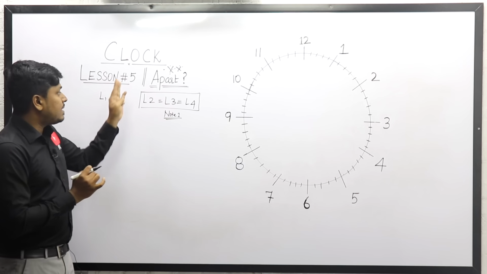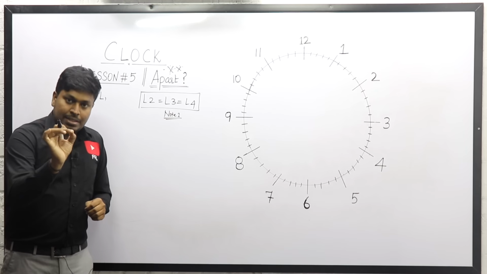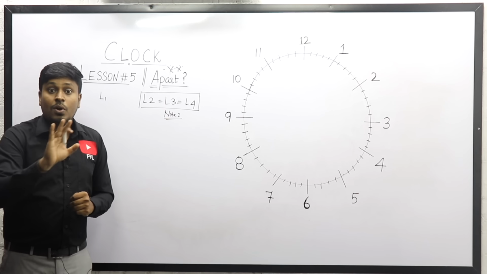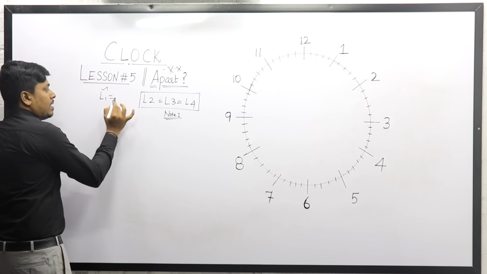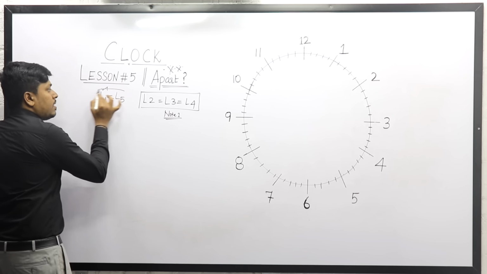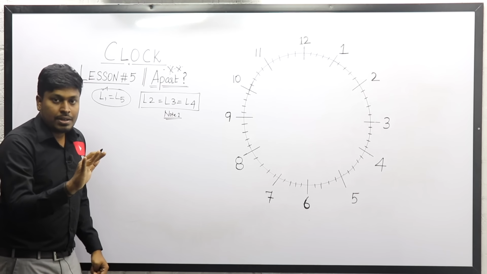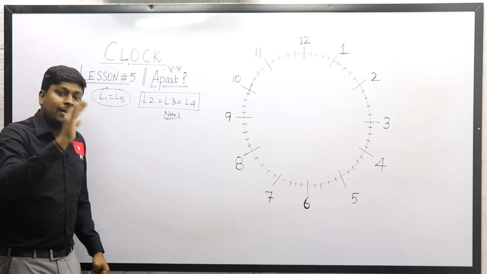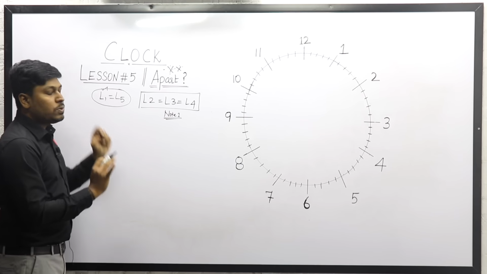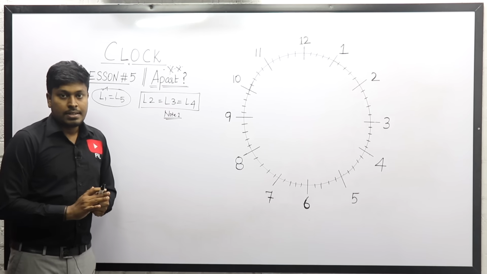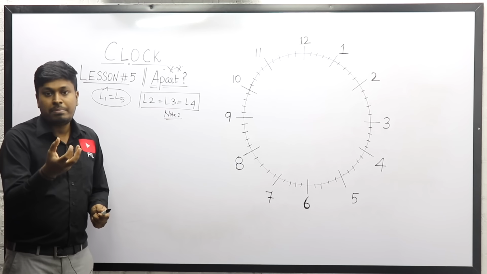But here in this lesson number 5, we are going to learn one formula. By using that formula, we are going to solve the question. Not a new formula, right? The same formula that you learned in lesson number 1. So the lesson number 1 formula and the lesson number 5 formula are both the same. You are not going to learn any new formula. You have learned the formula already in lesson number 1, and the same formula we are going to apply in lesson number 5.